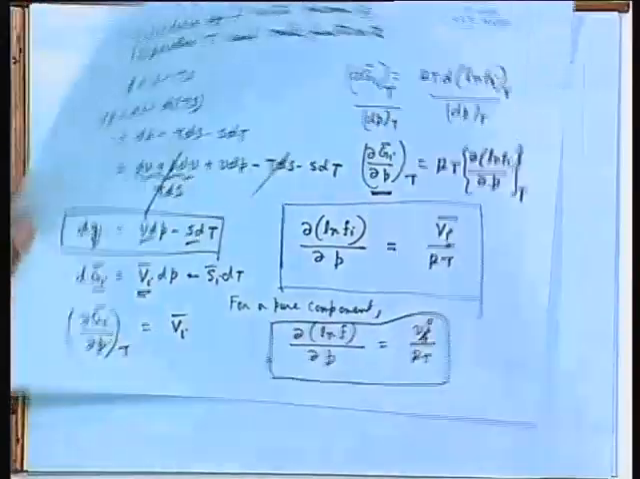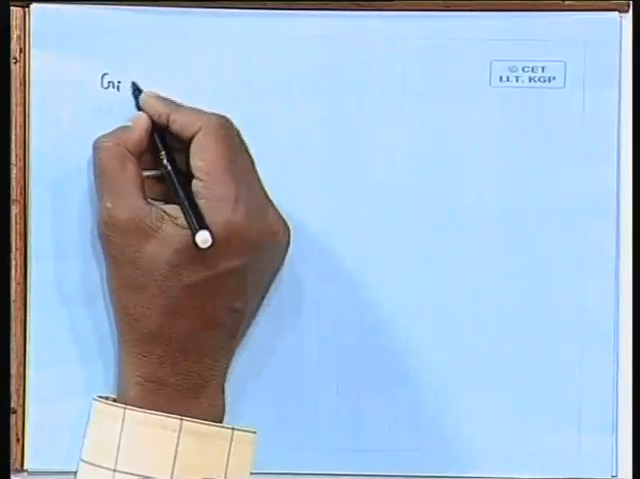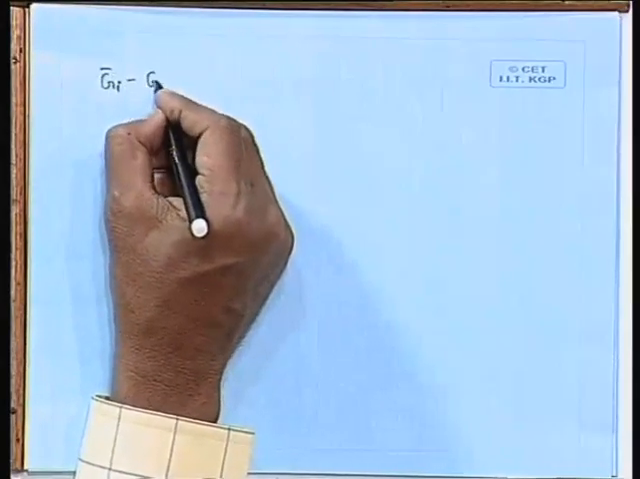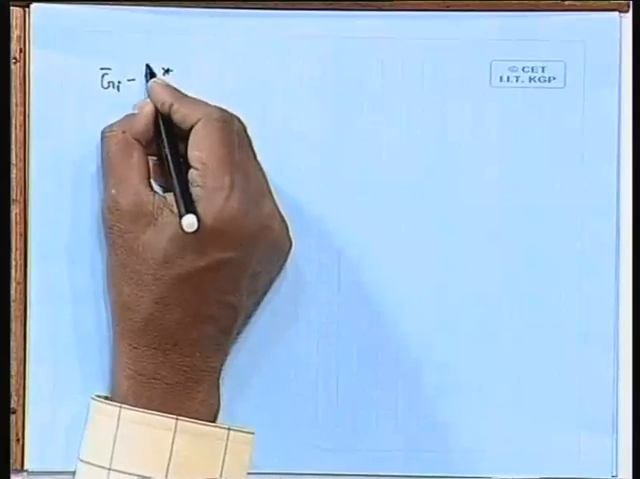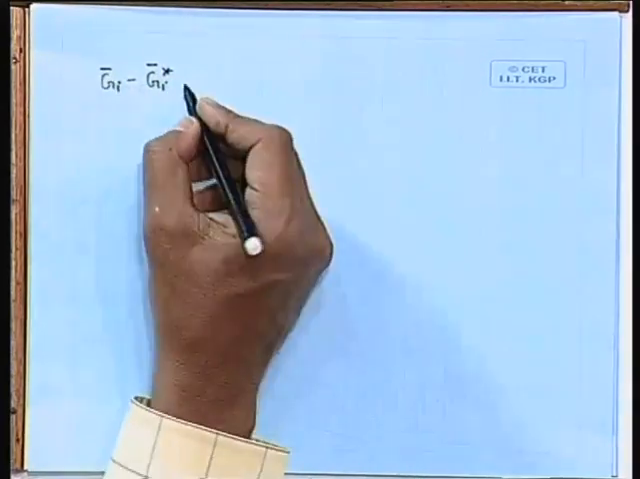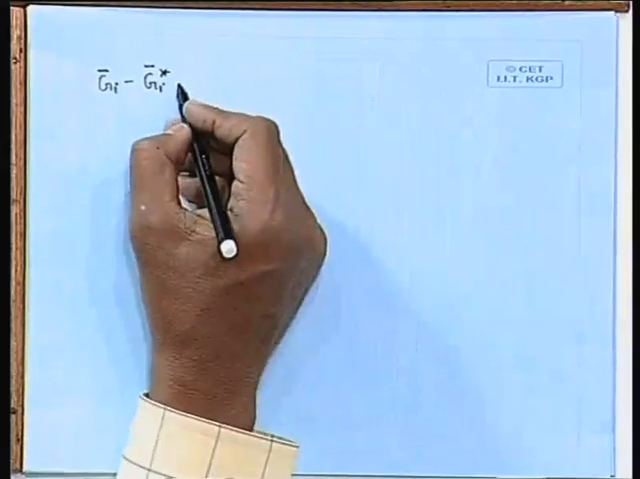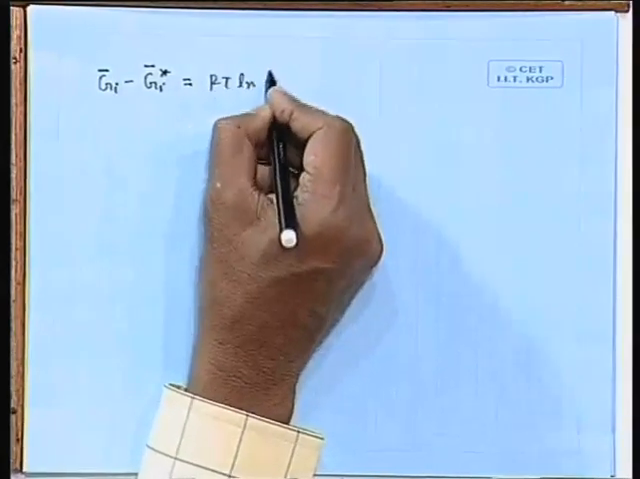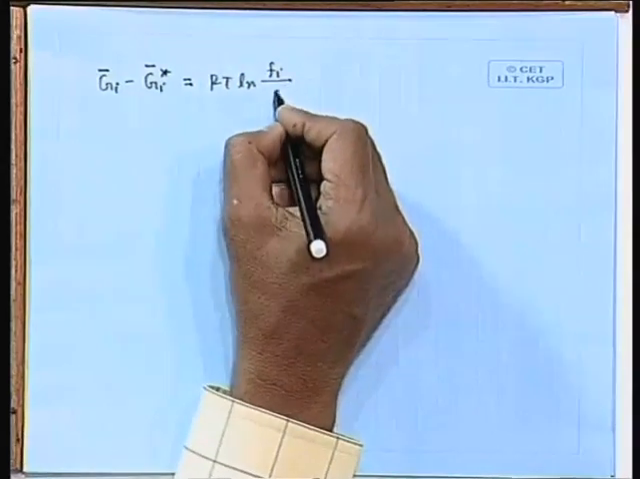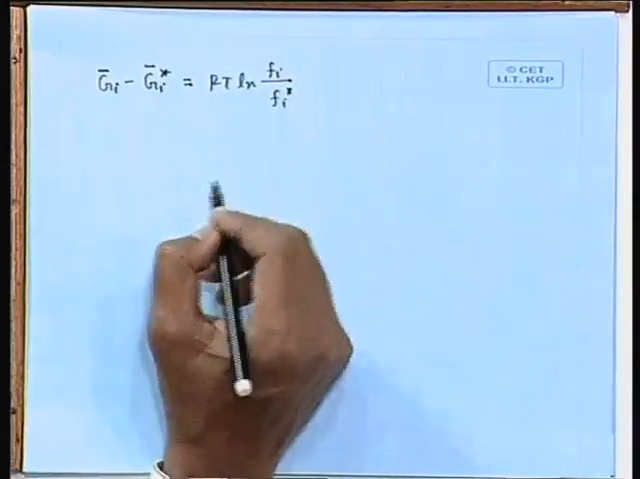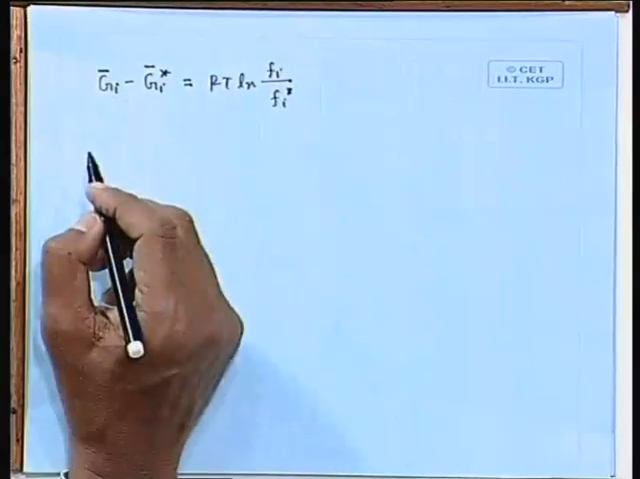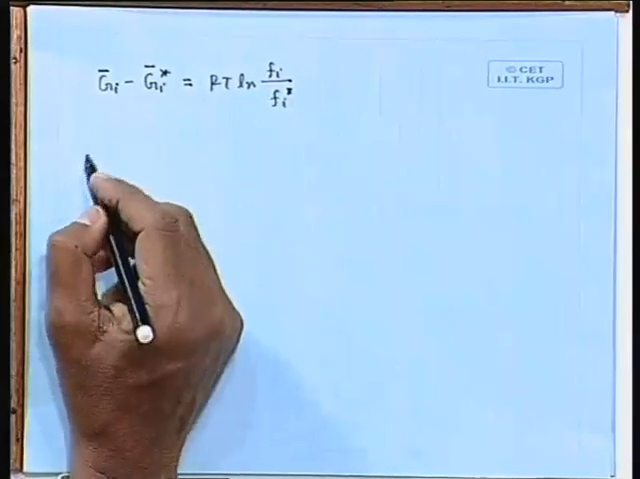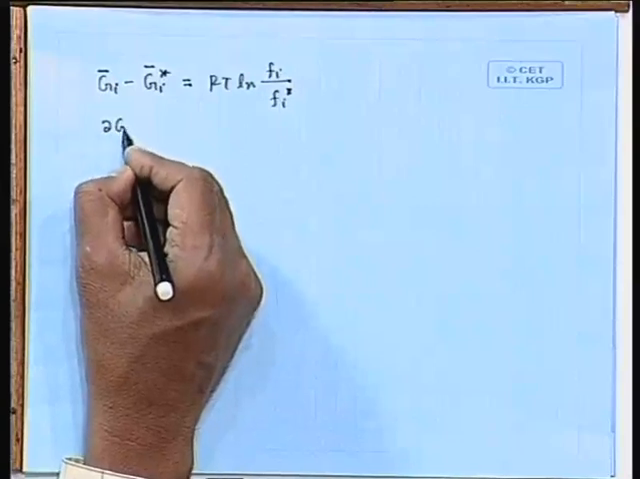Now we come to the dependence of temperature. For the dependence of temperature, we start from here. We have already seen that Gi bar minus Gi star, that means the difference between this partial molar Gibbs function of the ith component and the reference state, is equal to RT ln Fi by Fi star. Alright. Now if I differentiate this with temperature at constant pressure, what will I get?